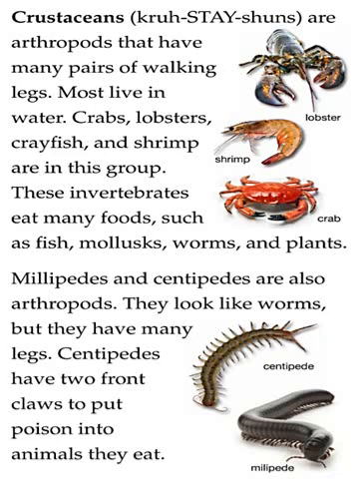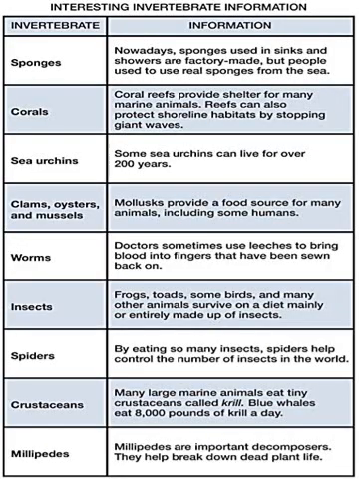Millipedes and centipedes are also arthropods. They look like worms, but they have many legs. Centipedes have 2 front claws to put poison into animals they eat. And these are just some interesting facts about invertebrates. You can read this on your own if you are interested in finding out more information about different invertebrates.